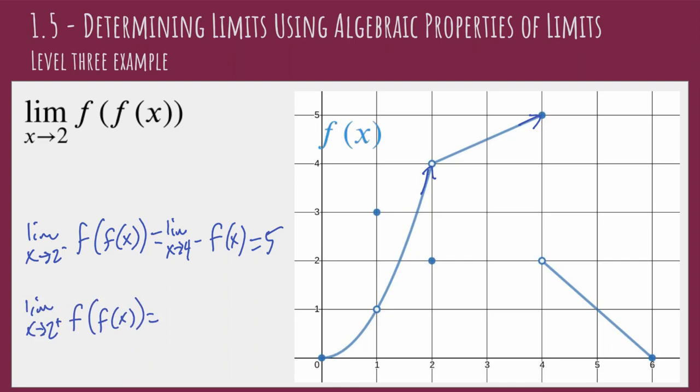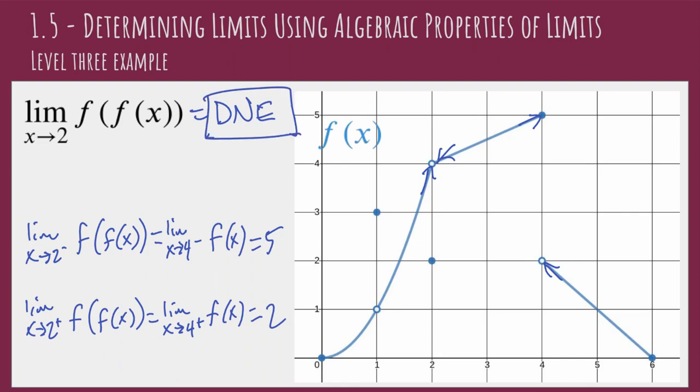So as we approach 2 from the right side, we're going to be approaching a value of 4 again, but this time we're approaching 4 from a slightly higher value. So the inner f of x is going to be a little bit bigger than 4. And when we approach from a little bit bigger than 4, we're going to be approaching a y value of 2. So these two one-sided limits don't match up, and this limit does not exist.